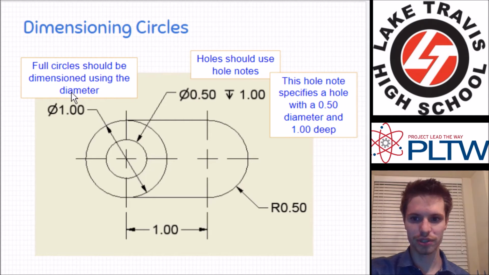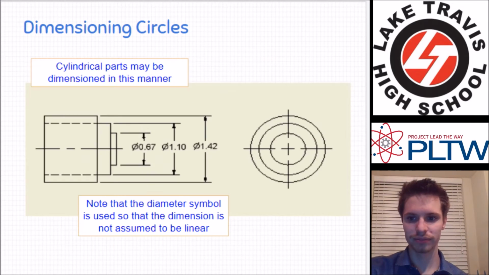So a full circle should be dimensioned using the diameter. This hole note specifies a hole with a 1/2 inch diameter and it's 1 inch deep. So this tells you how big the diameter is. This tells you how deep it goes.